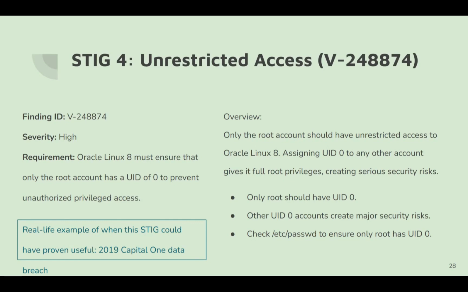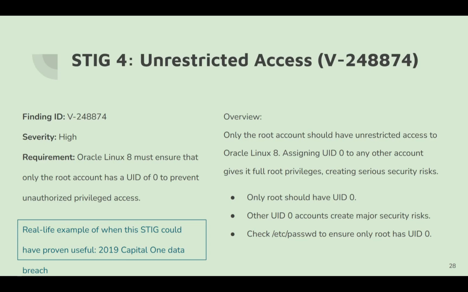A real-world example of why this matters is the 2019 Capital One data breach. In that case, a developer account was accidentally given UID 0 for testing. It was never removed, got compromised in a phishing attack, and the attacker gained root-level access without being detected. So the takeaway here is restrict UID 0 to the root account only, and audit your systems often to catch any violations early.